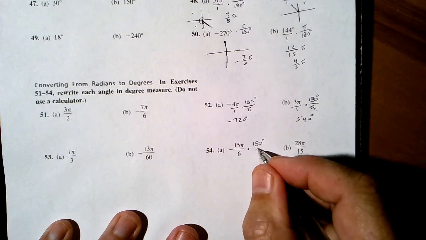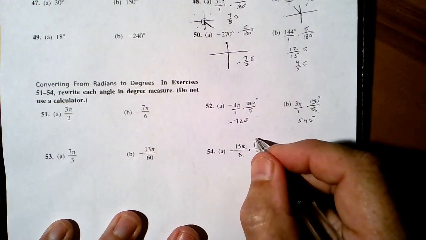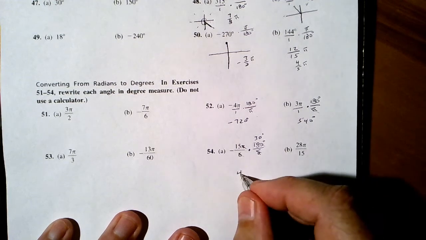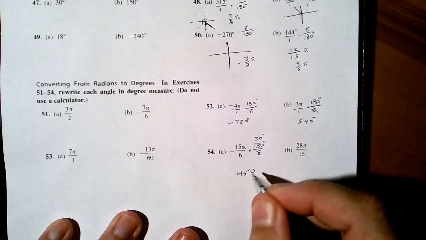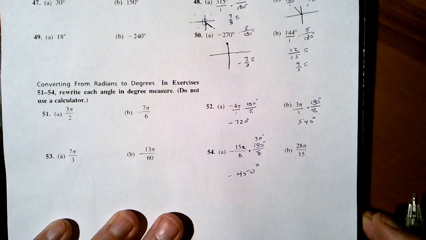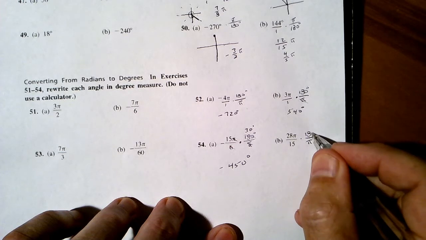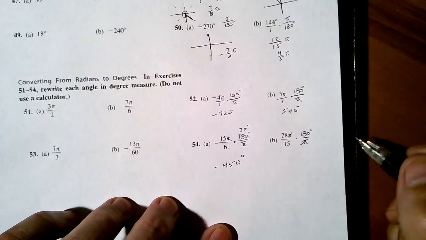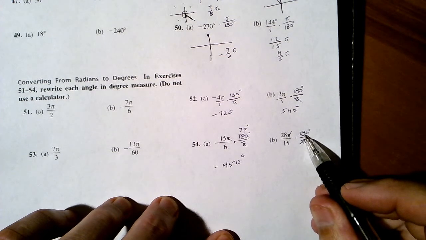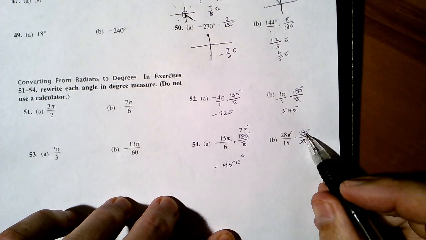Times 180 degrees on pi. Cancel radians, introduce degrees. Let's see. That reduces to 30 degrees. 3 times 15, 45. Add a 0. Negative 450 degrees. Cancel radians, introduce degrees, reduce. 15 goes into 180. Let's see, 15 goes into 180 once. 15, that's 30. That's 12 times.